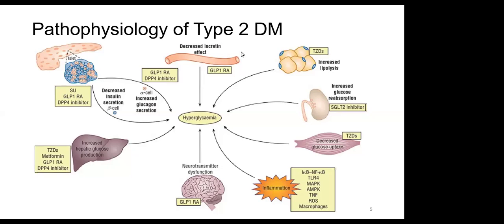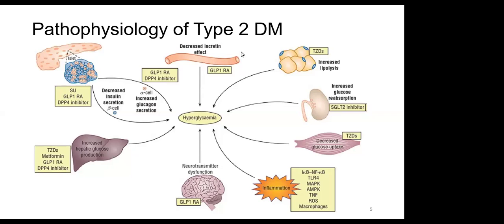That can be in either the muscles or the liver or in the adipose tissue, because of downregulation of the receptors. And then we also see excess secretion of glucagon as well. We also see increased hepatic glucose production in these patients.